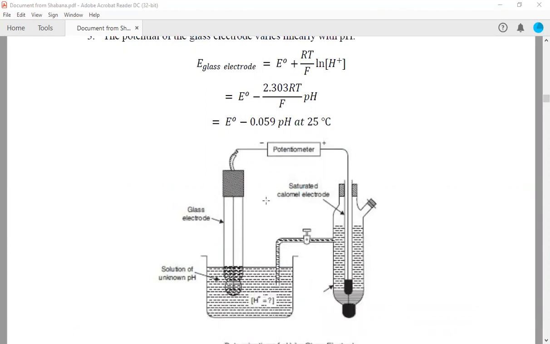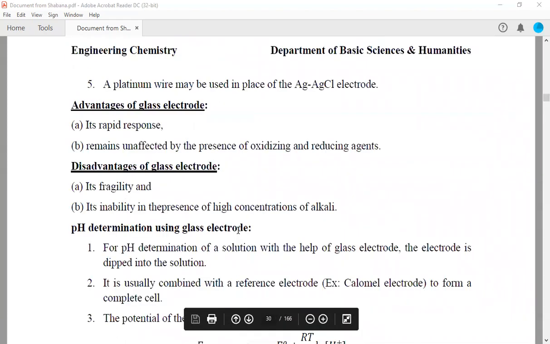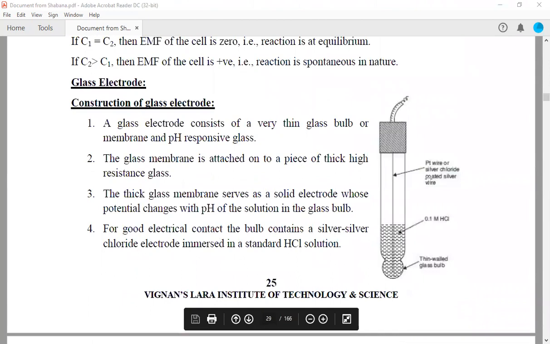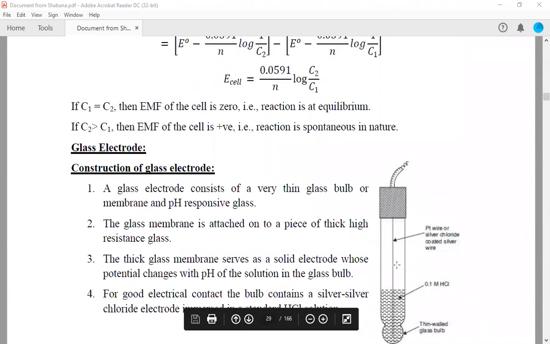And the glass electrode is made up of, see here, this glass electrode, it is made up of special glass, Corning glass, containing the composition of sodium oxide 22%, calcium oxide 6%, and silicon dioxide 72%. We are taking this Corning glass because it has a relatively low melting point and high electrical conductivity.